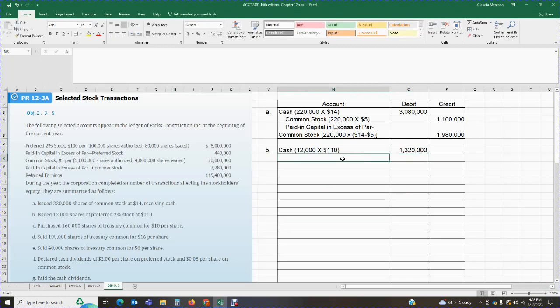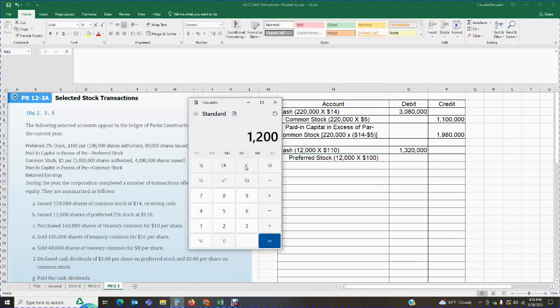Now we know that we have to record our preferred stock at par. So we have 12,000 shares, and my preferred stock is at $100 par value. Then that's going to give me 12,000 times $100 par value. That's going to give me 1,200,000.